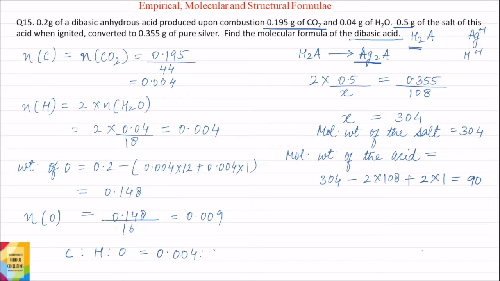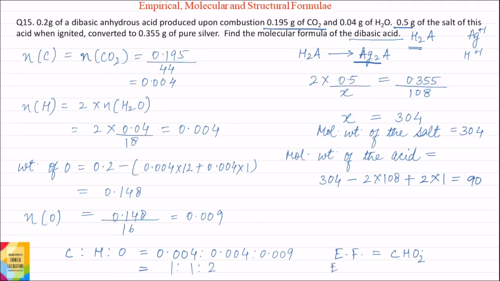Therefore, ratio of carbon is to hydrogen is to oxygen is equal to 0.004 is to 0.004 is to 0.009. Dividing, now the number of moles of carbon and hydrogen is the least. So dividing this by 0.004, we get the simplest ratio, that is 1:1:2. Empirical formula of the acid will be equal to CHO2. तो ये हो गया empirical formula of the acid.